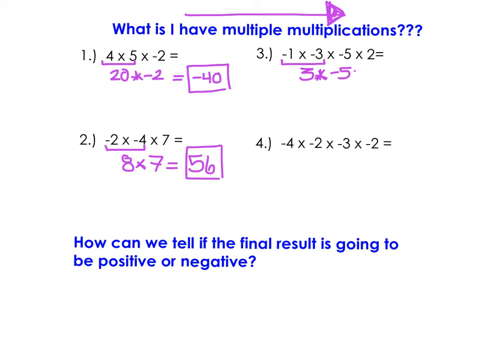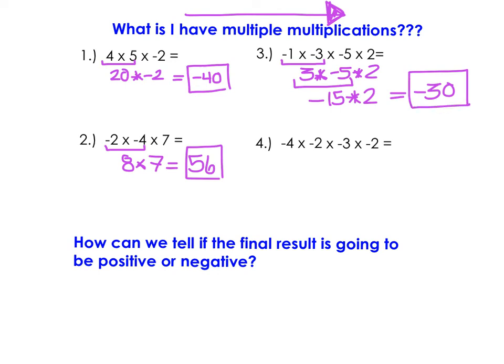So then I still have a couple more multiplications to do. So I do 3 times negative 5. Well, positive times a negative is a negative, and 3 times 5 is 15. And then negative 15 times 2 is a negative 30.